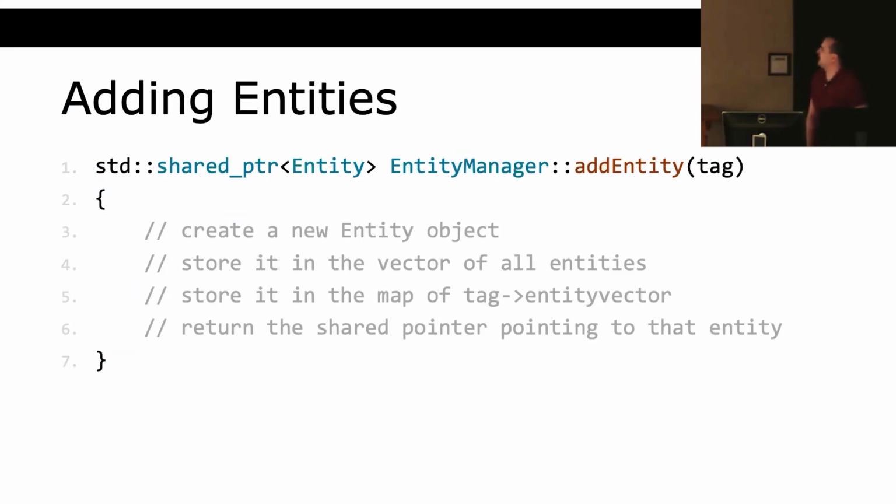So let's first look at that addEntity function. What it's going to do is create a new entity object in here. Then it's going to store that in the vector of all the entities. Then it's also going to store it inside the map for its tag, and then it's going to return the shared pointer that points to that entity. Now you may say, well, why do I want to return the shared pointer to the thing that I just created? We'll see in a second why you're going to want that functionality.